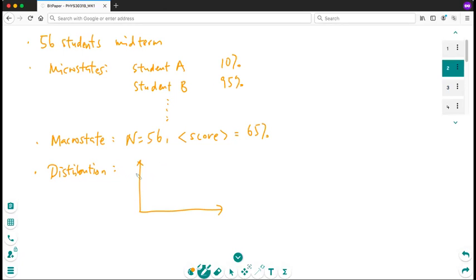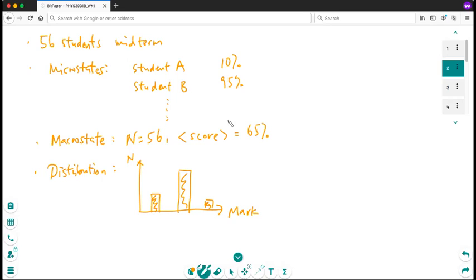So I can come up with some kind of histogram, and then I can have some mark in the percentage, and I can say, okay, between 10 and 20, I have this many students, and between 80 and 90, I have this many students, and then around 60 to 70, I have this many. So from here, I can also gain some knowledge about the performance of this class.